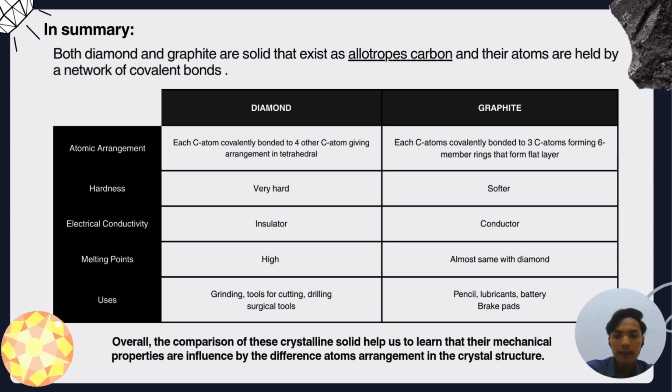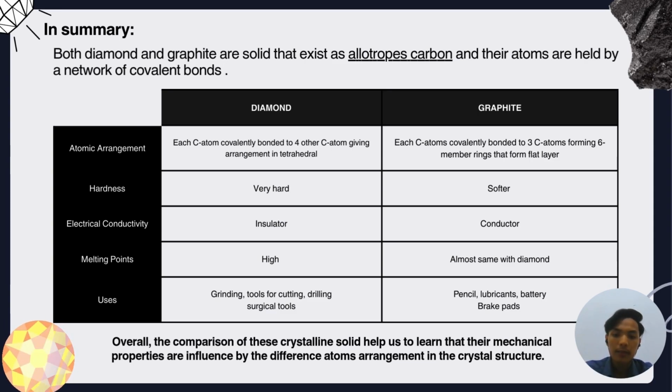And lastly, we have uses of the materials. For diamond, we have grinding, tools for cutting, drilling, and in medical, some are used in surgical tools. However, graphite is commonly used in pencils, lubricants, batteries, and automotive parts like brake pads since it has good heat resistance and friction.